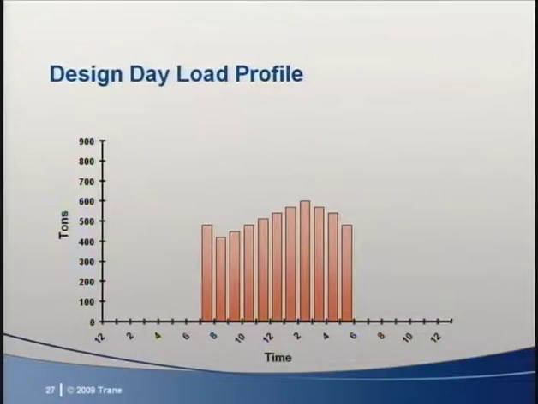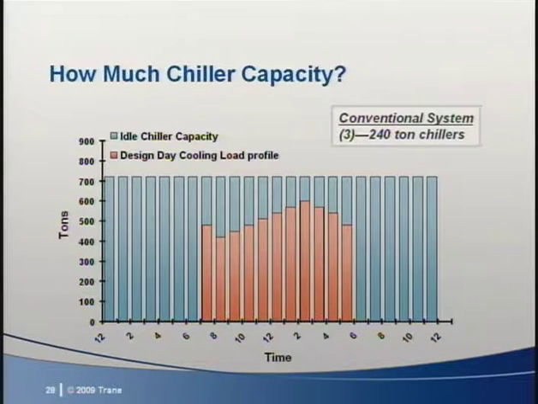Here's a simple load profile for an office building with a design day peak load of 600 tons. There are no unoccupied cooling loads in this case for simplicity of illustration. Next, we'll overlay a conventional system size for this profile. It's common for the chiller or chillers to be 20 to 30% oversized from peak load for a safety factor and redundancy. One strategy is add 20% to the peak load and divide by 3. For a 600-ton load, that's 3 240-ton chillers.